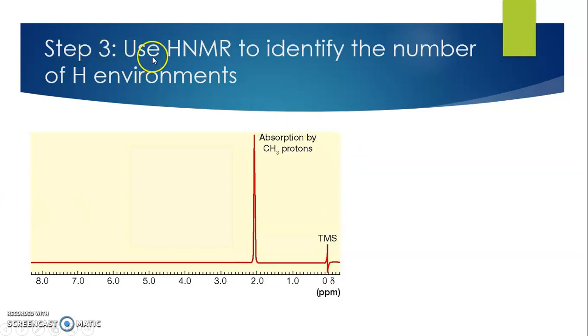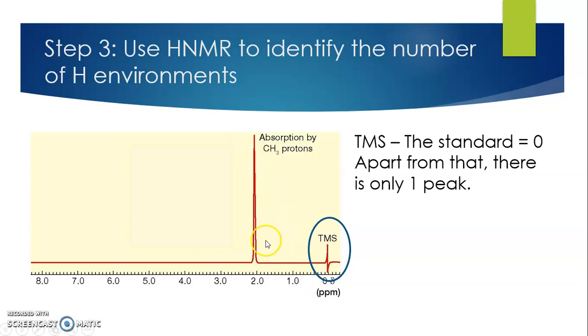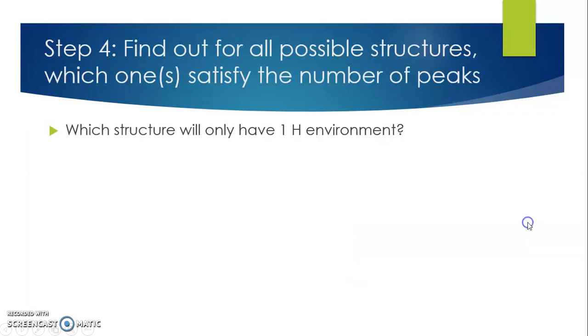So, step 3, use HNMR to identify the number of hydrogen environments. So this is the HNMR spectrum. Okay. TMS is the standard, it's the 0, so we don't have to count that peak in. Okay, that's just the reference. And then besides that TMS, we only have 1 peak. That means in that molecule, there is only 1 hydrogen environment. Then for the 2 structures we have written out, which molecule only has 1 hydrogen environment?